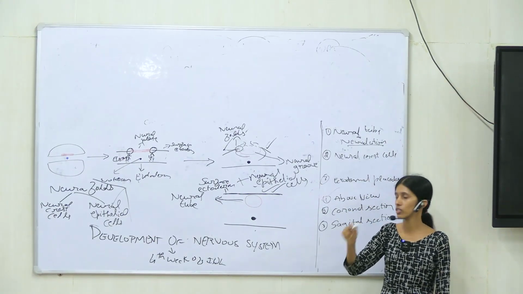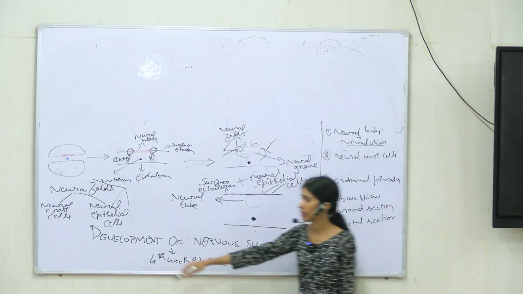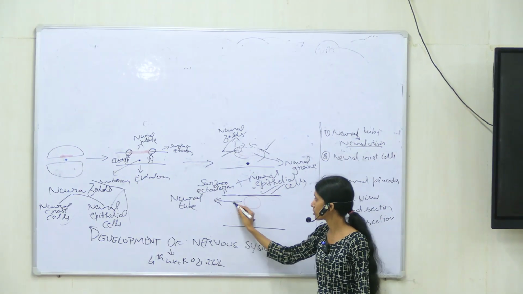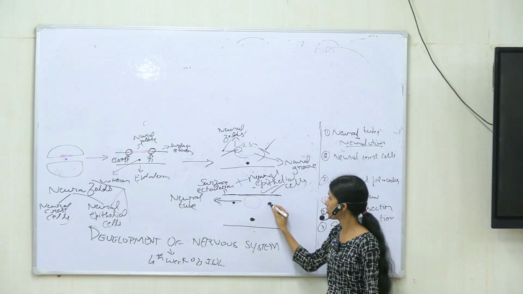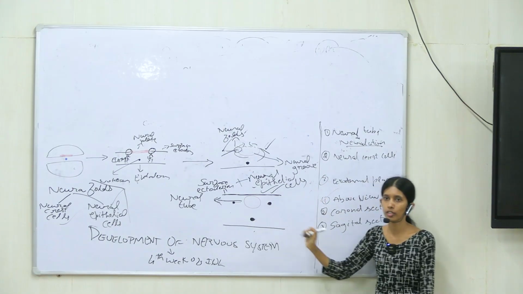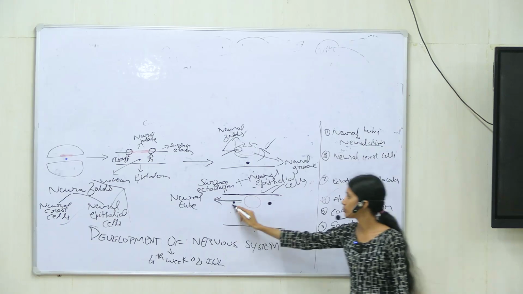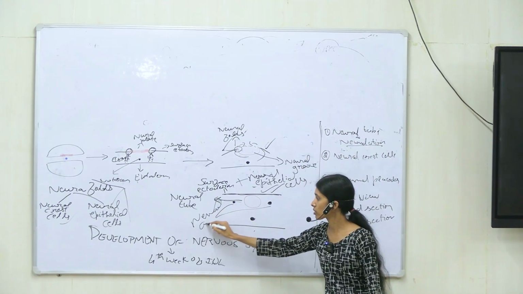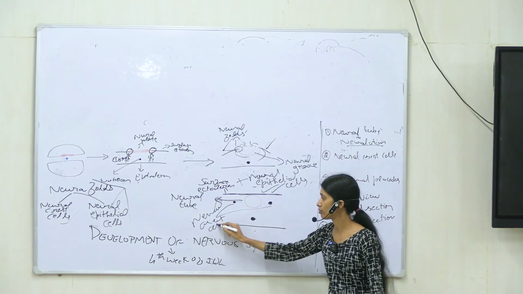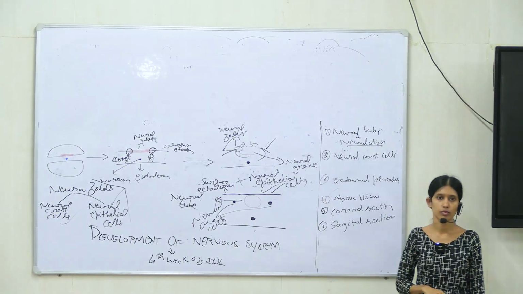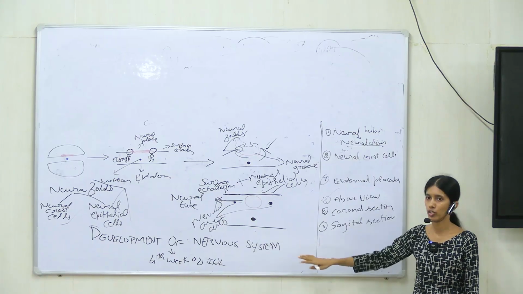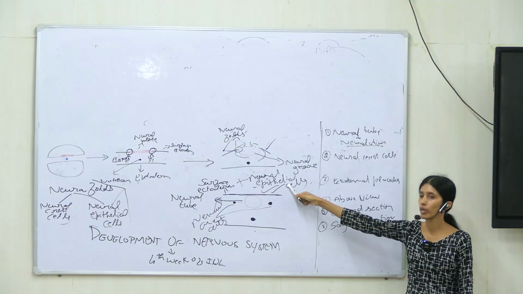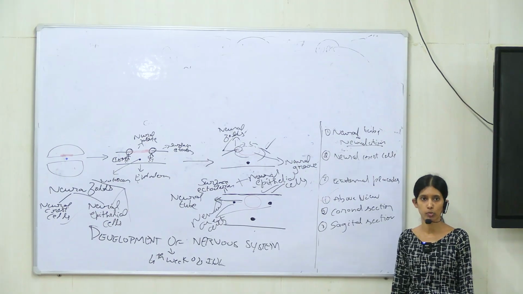The neural crest cell, what you are seeing there, is going to be present on both sides of your neural tube. These are your neural crest cells. Okay, this is how the formation of your neural tube, neural crest and also the neural epithelial cells takes place.